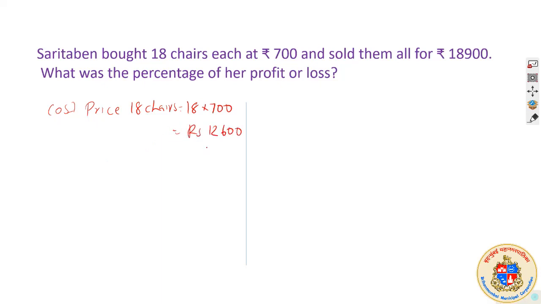Okay, Sarita Ben has made a profit because she sold at 18,900. No other expenditure is mentioned like transport or octroi or tax. Nothing is there. So this Sarita Ben has done a good business.